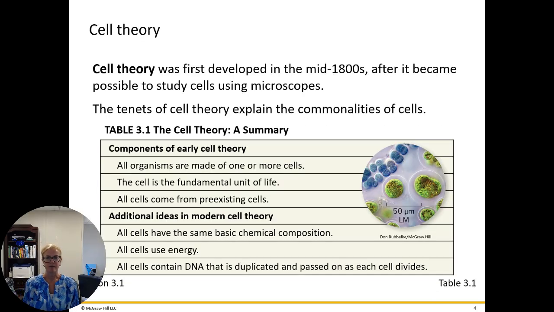So here we have our cell theory in its entirety. So we see the components of the early cell theory that we mentioned, and the components that were later discovered. So modern cell theory consists of these 6 tenets.